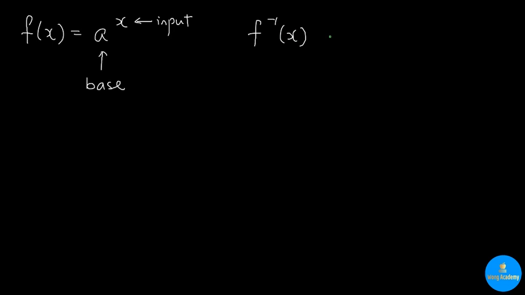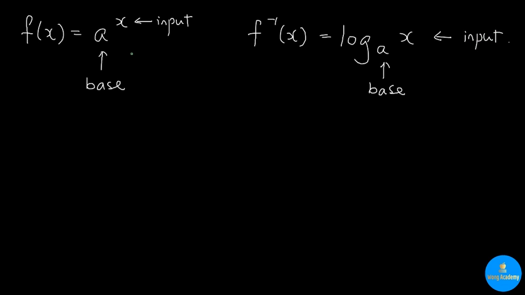An exponential function is written as a to the power x, where a is the base and x is the input of the function. The inverse function of the exponential function is the logarithmic function, as we just mentioned, and we write it as log base a of x, where a is the base and x is also the input.